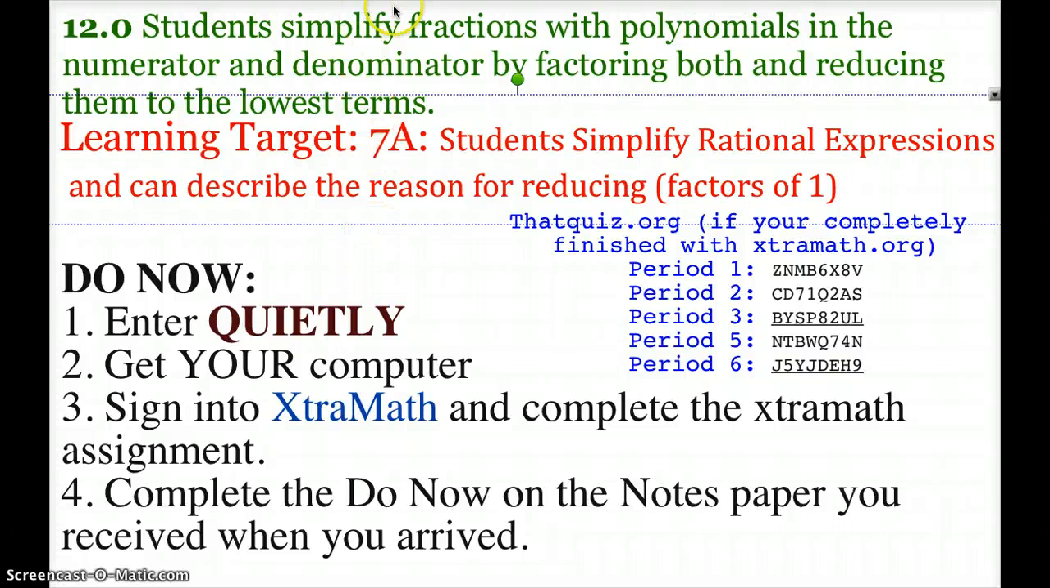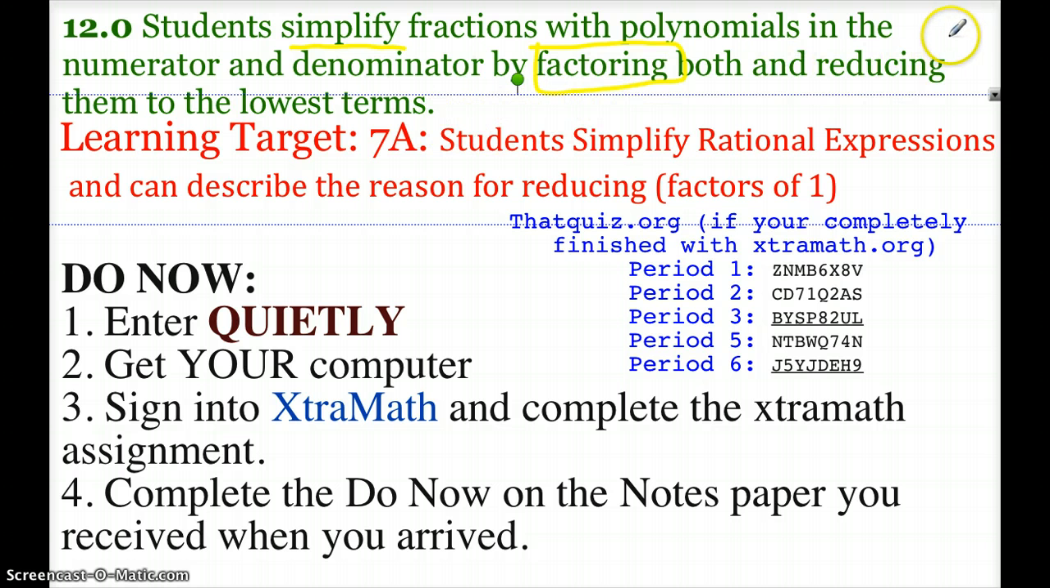Okay, so we're in standard 12.0, and we're going to combine this whole unit with 13.0. So we need to start off with 12 before we move on to 13. It says simplify fractions with polynomials in the numerator and denominator by factoring both and reducing them to lowest terms. Okay, so these are your key words. Simplify: make things easier to deal with. And right here, factoring. You have to factor everything for this unit. And reduce them to lowest terms.